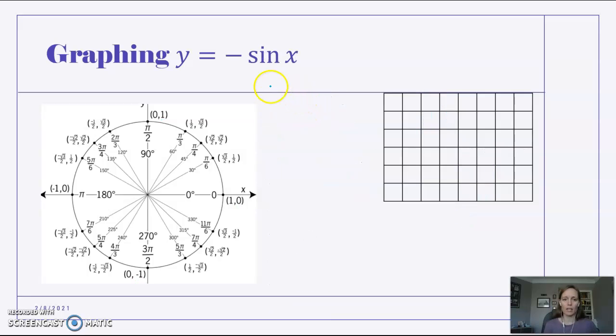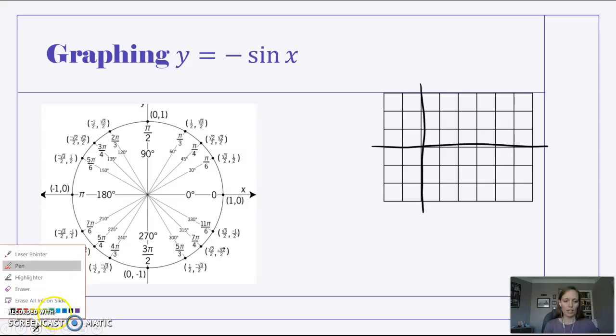The next one I want to talk about is the graph of negative sine of x. Let's use the same approach here as we just did with the 3. But now we're multiplying by a negative instead of multiplying by a 3. And so again, our graph is counting by pi over 2, so pi over 2, pi, 3 pi over 2, and 2 pi. And I'm going to test all of those key points.